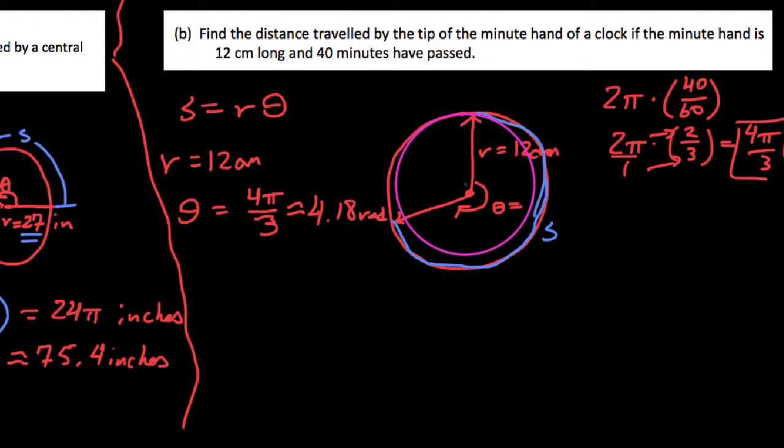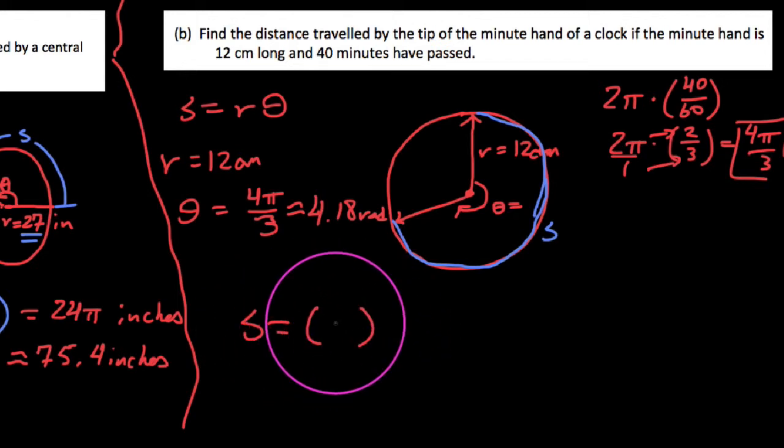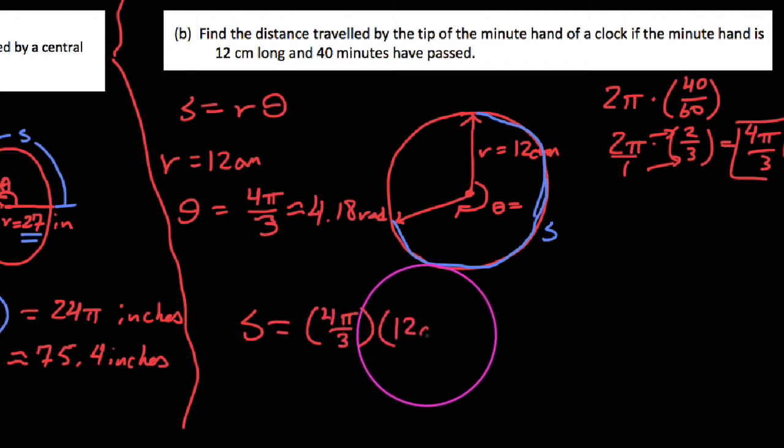So let's just say this. What if we took 4 times 12? This would be at least 48. Okay, so 4.18 times 12 is going to be a little bit bigger than that. Let's go ahead and figure this out. We say S equals theta times R. Our theta here is 4 pi thirds. The radius in this case is 12 centimeters long.